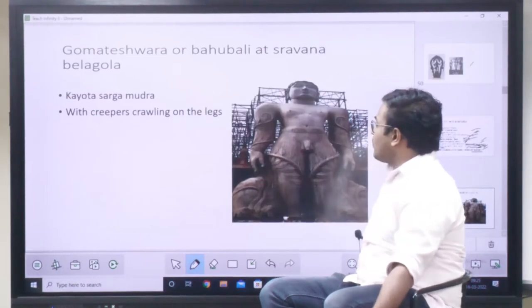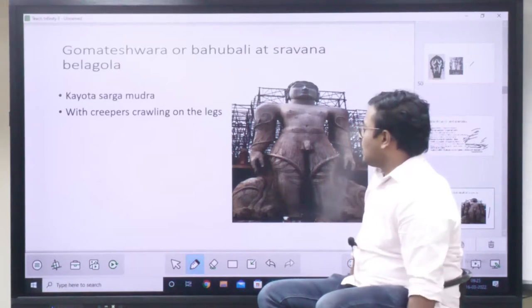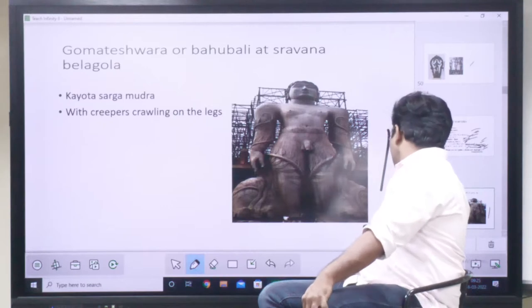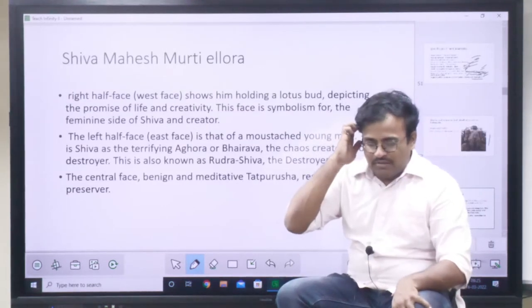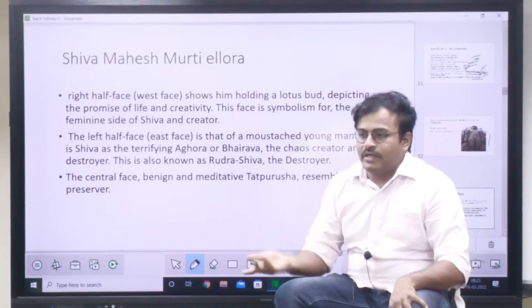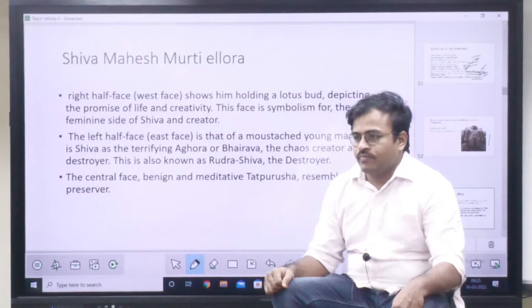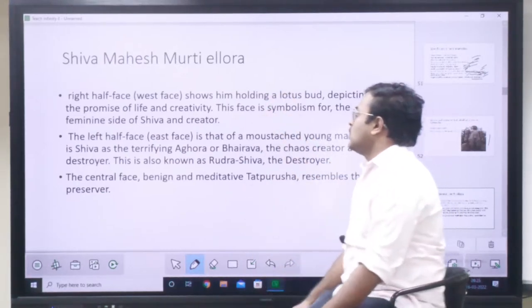I'll just show you the images. So this is Gomateshwara, in Kayotsarga mudra, with creepers crawling on the legs, which signifies his discipline. It means that he has not moved from the place where he stood. That is how creepers kept crawling on his legs. That is one. And the second one is Shiva Maheshmurthy at Ellora.